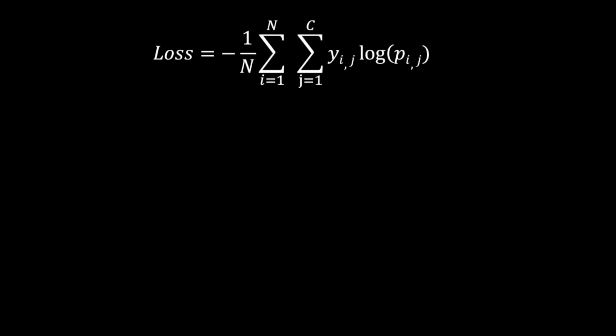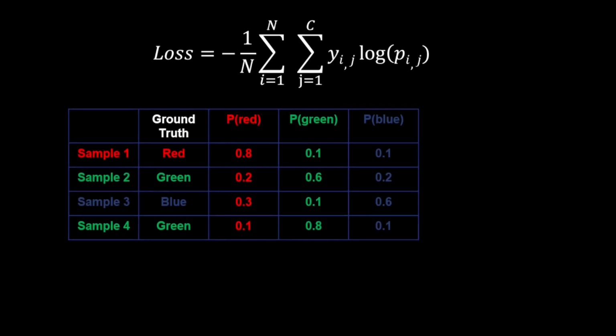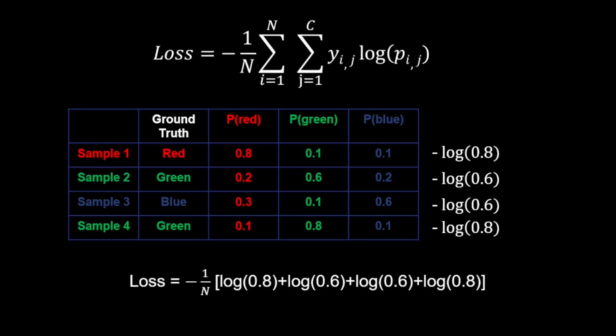Let's try to understand this with a simple example for the multi-class case. Let's say we have 3 output classes and we have 4 samples and the probabilities predicted by the classifier are as shown in this table. The inner summation in the above equation basically boils down to these values for this example. And if we take the mean of all these values, we get the cross entropy loss.